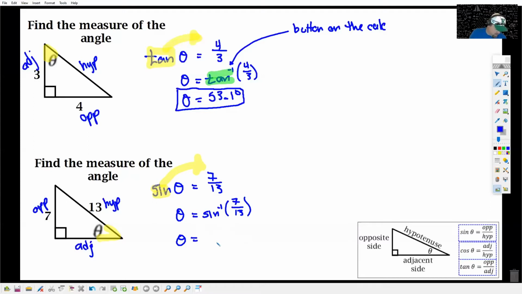So second sine, 7 divided by 13 is 35.6. So 35.6 degrees is our answer. That's all there is to it.